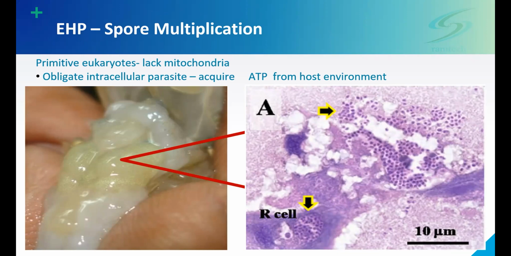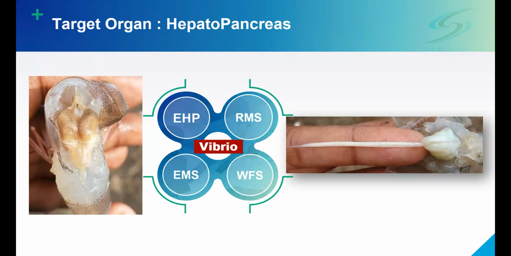So we are talking about EHP, and in India we have problems like random mortality, which we simply call RMS, and we do have white feces syndrome. And EMS, early mortality syndrome: we don't have it in India, but many other countries have suffered with it. So other than EHP, we have to talk about one more important pathogen called Vibrio. Vibrio is a common bacteria which always stays in the environment and survives in the environment, but sometimes it can become opportunistic and it can become pathogenic also.